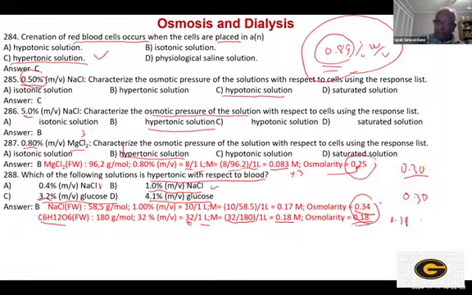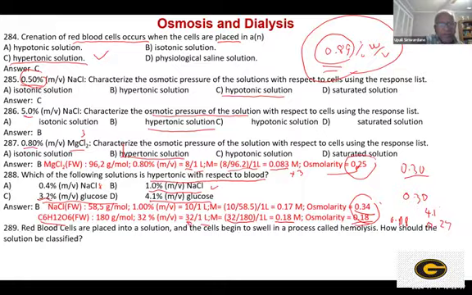Even if you calculate for the 4.1 solution, you get 2.7 something. Therefore, still lower. Hypertonic solution is B.